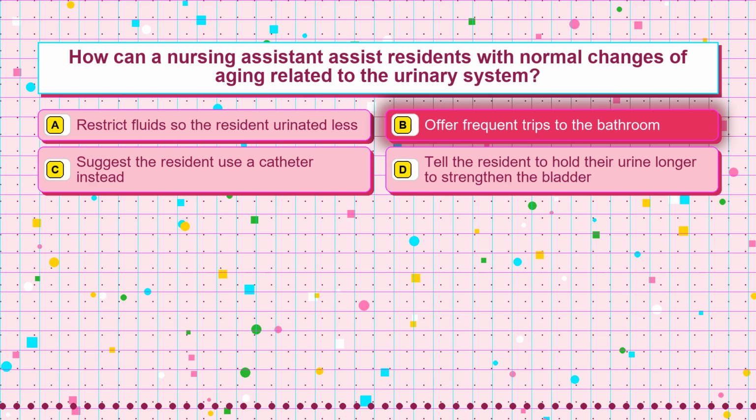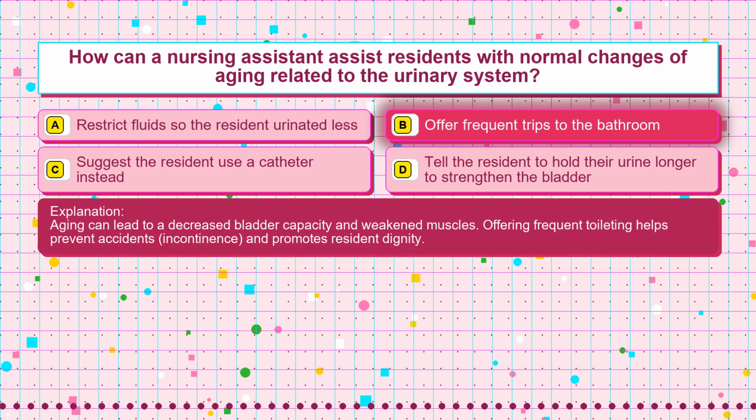The correct answer is option B, offer frequent trips to the bathroom. Aging can lead to a decreased bladder capacity and weakened muscles. Offering frequent toileting helps prevent accidents, incontinence, and promotes resident dignity.